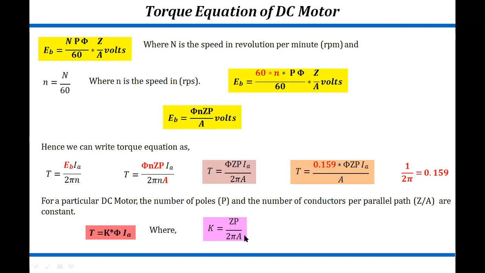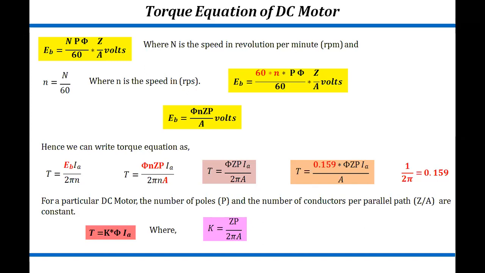When we are supposed to solve the numericals, at that time we can take the number of poles and the other construction parameters as constants, because Z is nothing but the total number of armature conductors. So when we are solving the numericals, the construction of the motor will not change. So we can consider these things as a constant term, and when we give the power supply, only then will there be a change in the magnetic flux and a change in the current, depending on our supply voltage.